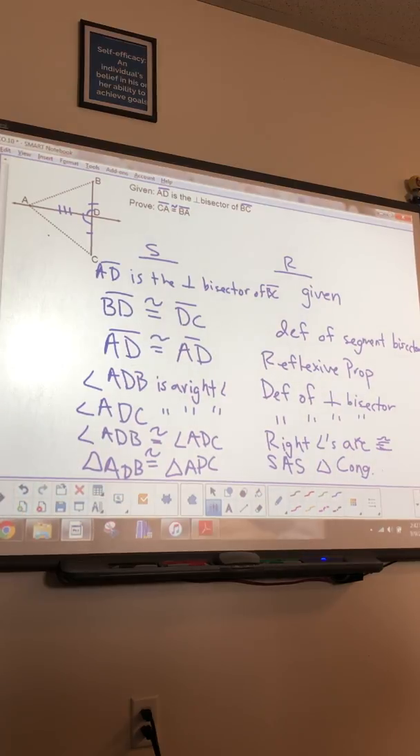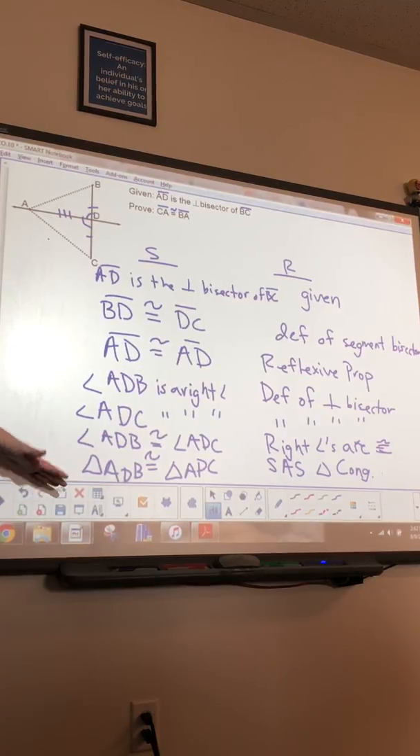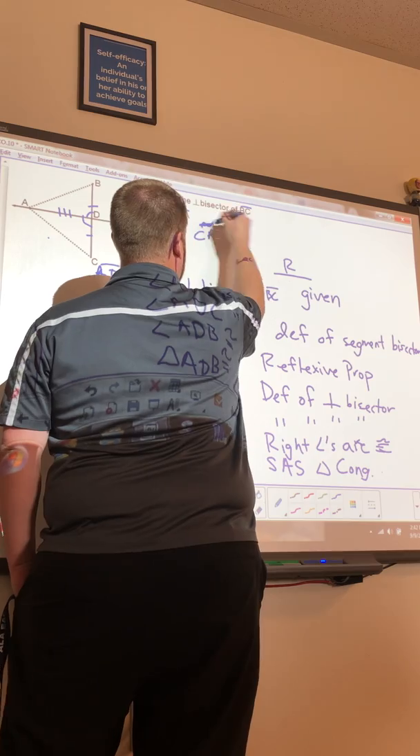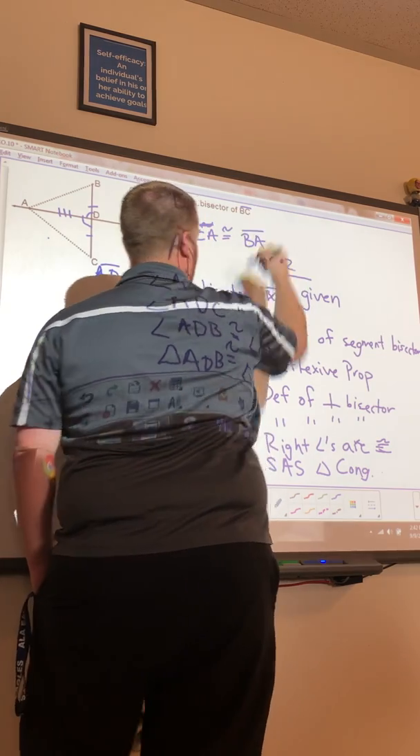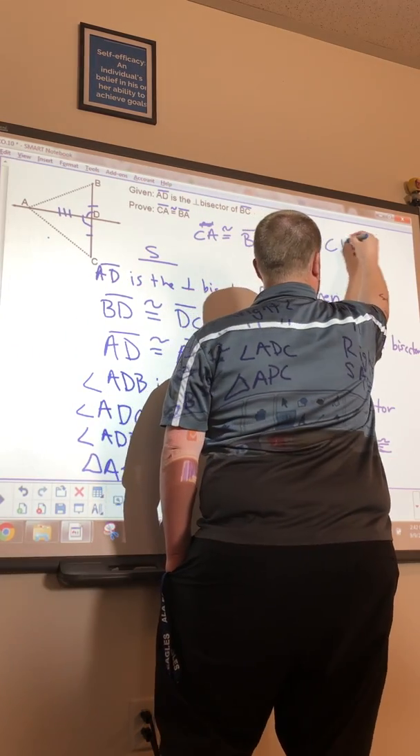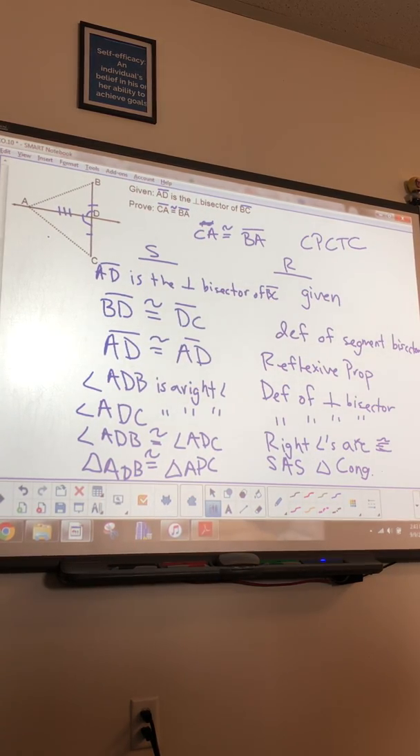I'm not going to clear it out, I'm just going to write my last step above my proof because I don't have space below. I'm not done with the proof yet. We've showed that the triangles are congruent. If the triangles are congruent, what do I know about AC and AB? They are also congruent. So I say that AC, or CA since that's the order it gives, is congruent to BA. Why? Because of CPCTC, corresponding parts of congruent triangles are congruent. Questions?